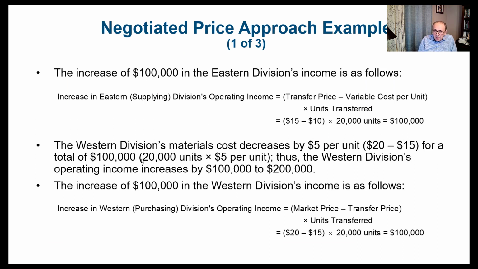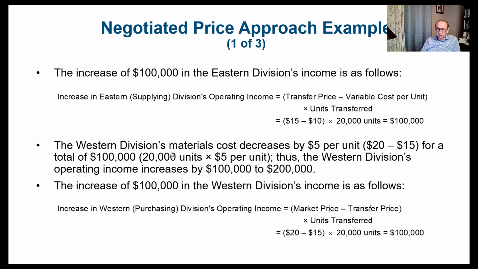So just to repeat that, the increase of 100,000 in the Eastern Division income is as follows. It's the transfer price minus the variable cost multiplied by the units transferred. So the transfer price was 15 minus the variable cost of 10 multiplied by 20,000 units, that's 100,000. The Western Division material cost decreased by $5 per unit. It went down from 20 to 15 for a total of 100,000.